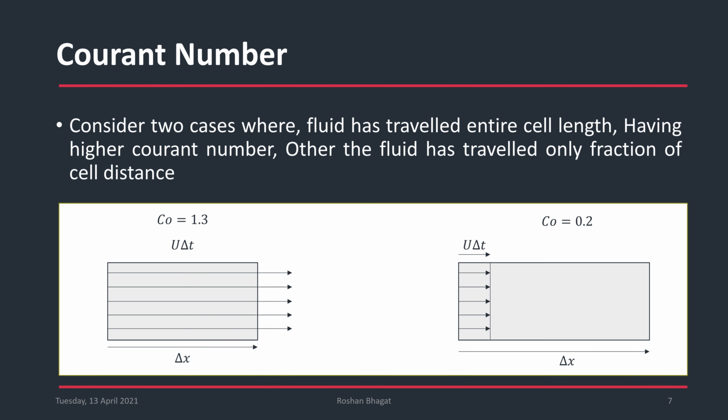Let us consider two cases. In the first image you can observe the fluid has traveled the entire cell length and has proceeded further. Here the Courant number value is somewhere around 1.3. In the second case, only a fraction of the distance has been covered by the fluid in a given time step, so the Courant number here is less compared to the image on the left-hand side. So there will be a higher Courant number if the fluid has traveled the entire cell distance.